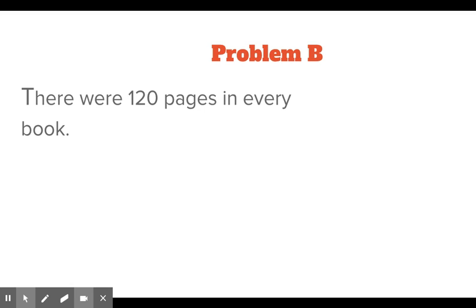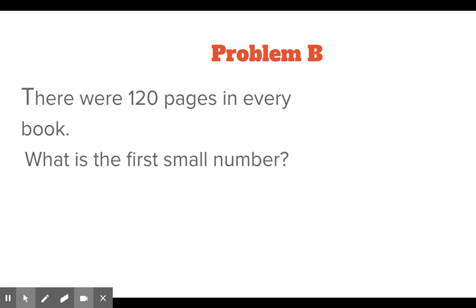Here we go. Next one. There were 120 pages in every single book. All of the books in all the libraries only had 120 pages. So what's going to be our each and every number? Our each and every number is going to be, that's right, 120.